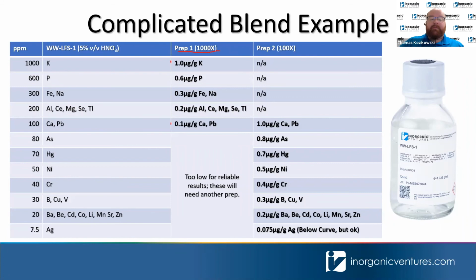But the rest of them are below the calibration range, so we would really want to re-prep that at a different dilution to make sure those are within range. So we do a smaller dilution at 100x, and the calcium and lead also get captured in this one at 1 ppm. And then silver is just outside of our calibration range, but that's okay because it has a very intense peak on 2 different lines, so that always works well.